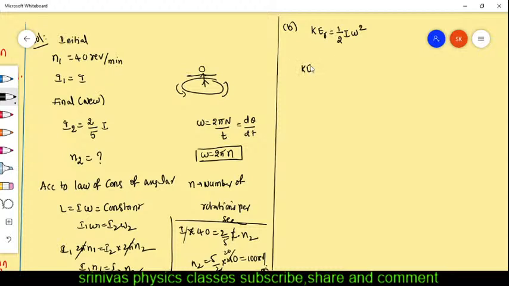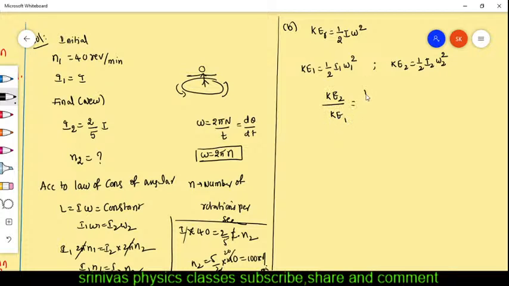Here, initial kinetic energy means KE1. We write it as half I1 omega 1 square. Final kinetic energy is half I2 omega 2 square. Is it right? Now divide both of them. Okay, KE2 by KE1 you can find out, final kinetic energy by initial kinetic energy.